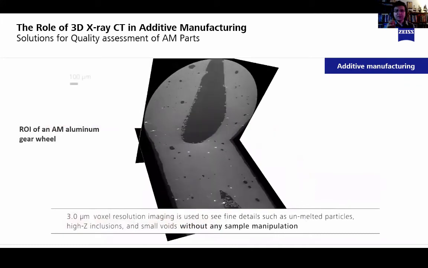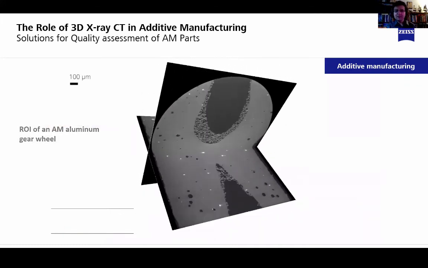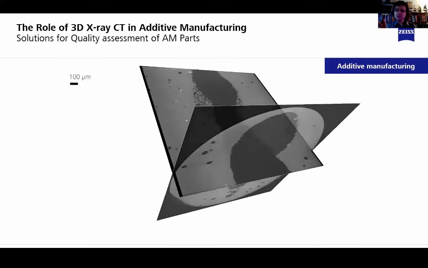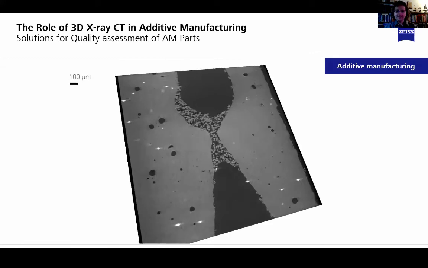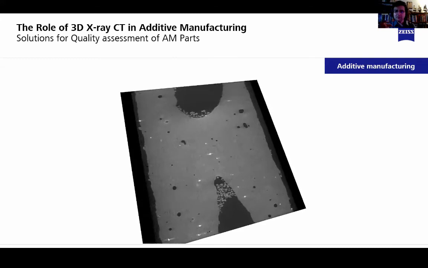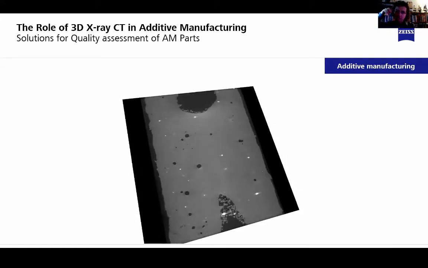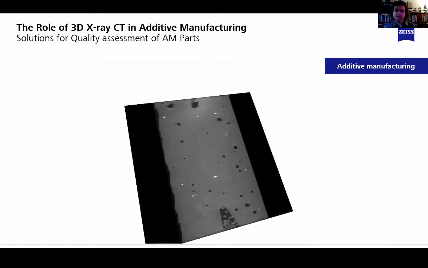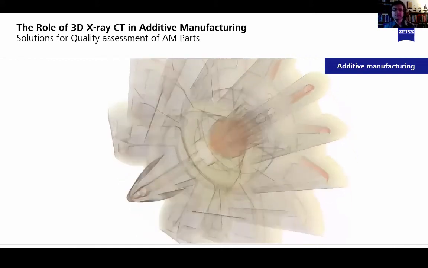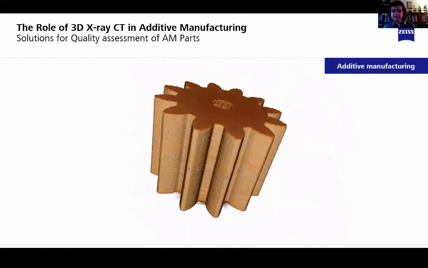This is a small portion of an aluminum gear wheel made by additive manufacturing. This has been scanned with 3 microns voxel resolution, which allows the inspection of porosity, unmelted powder particles in the finished part, and the detection of unexpected particle inclusions in the powder. All sorts of defects that might affect the functional performance of the part can be detected without destroying the part with X-ray computed tomography, with high-resolution imaging capabilities, if we use the so-called 3D X-ray microscopes.